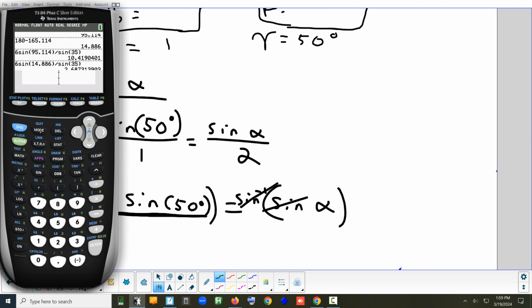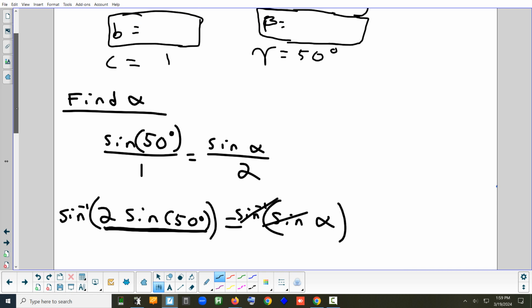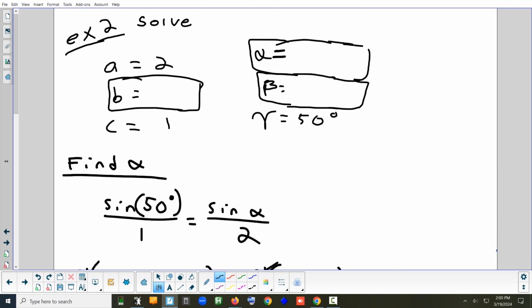And if you actually try to type that in, inverse sine of that 1.53, it says that the value you typed in is not in the domain of inverse sine. That's what it's telling you. It's not between negative 1 and 1. So that means alpha has no solution. So if alpha has no solution, what else do you think that means? Beta has no solution. Right, because you don't have anything to subtract from 180, because you don't know what alpha is.